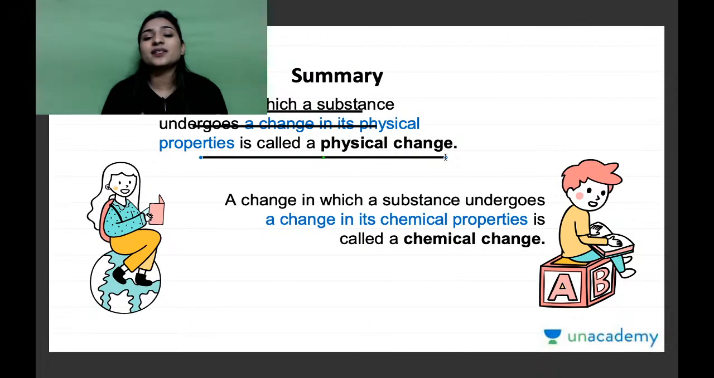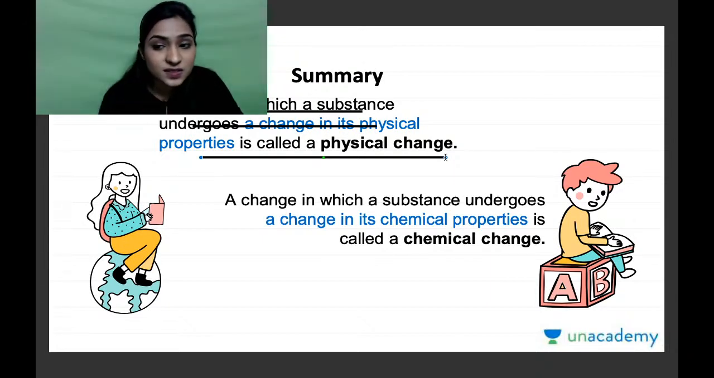Can you tell me some properties of physical change? Some features or characteristics of physical change? Individual properties are retained and no new substance is formed. No new substance is formed when we talk about physical changes.